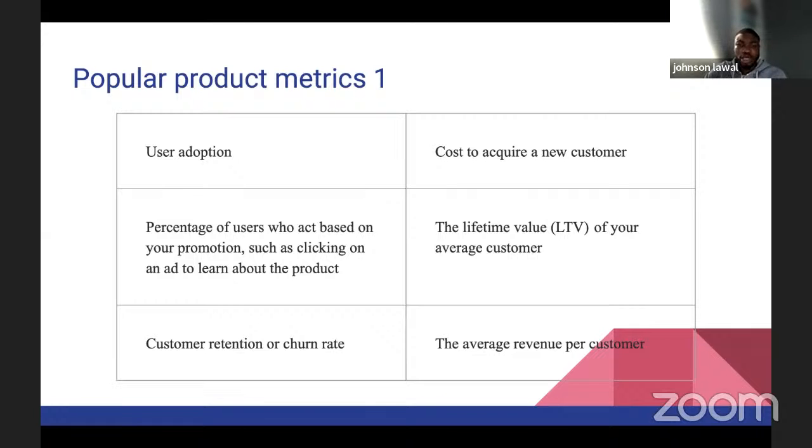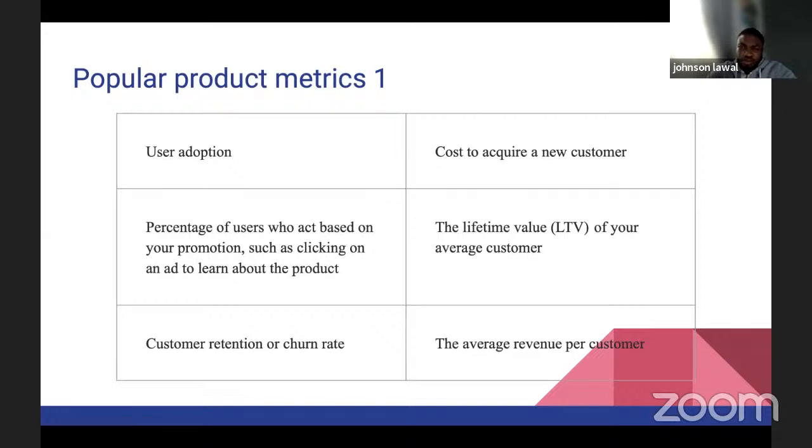Another thing you might want to measure is the percentage of users who act based on your promotion. So suppose you put a promotional video on your website, on your product, on your Instagram page, and you put a button there that says learn more or buy more. We want to measure when they click that button and then go to the next step of decision, whereby they actually respond and either buy that product or sign up for that service.